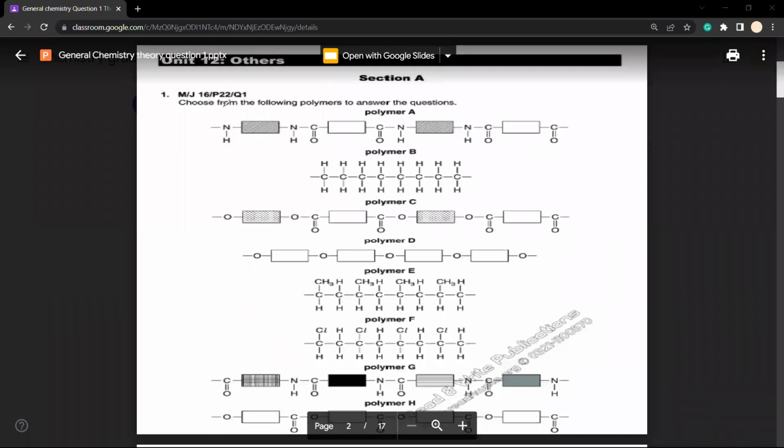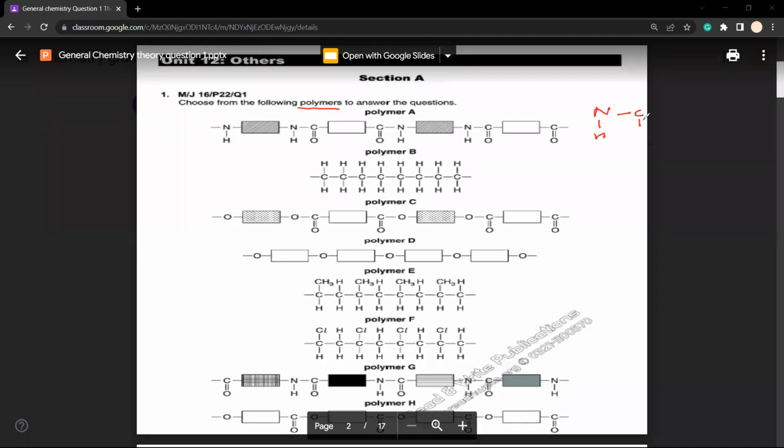This is question number one from different general questions from different years. It's a question from June 16 and says to choose from the following polymers. So this question is all related to polymers. To answer the questions, right now, let's have a look at the polymers. What is this linkage known as?